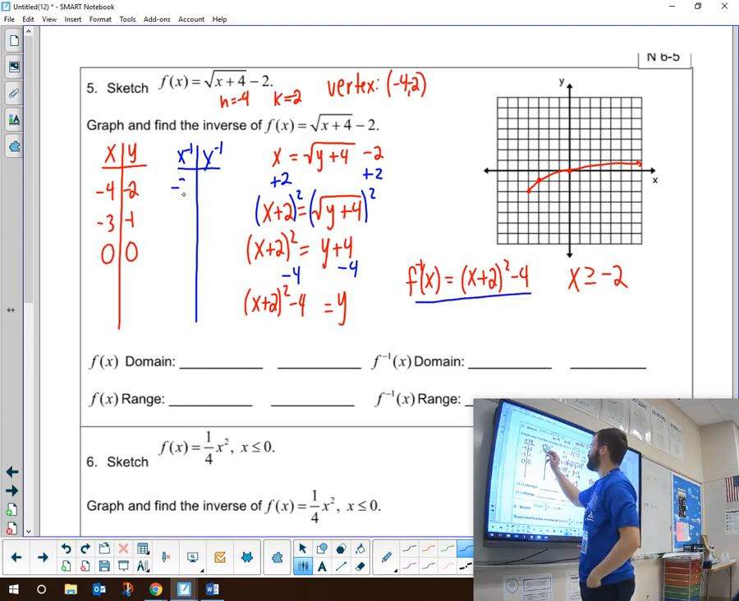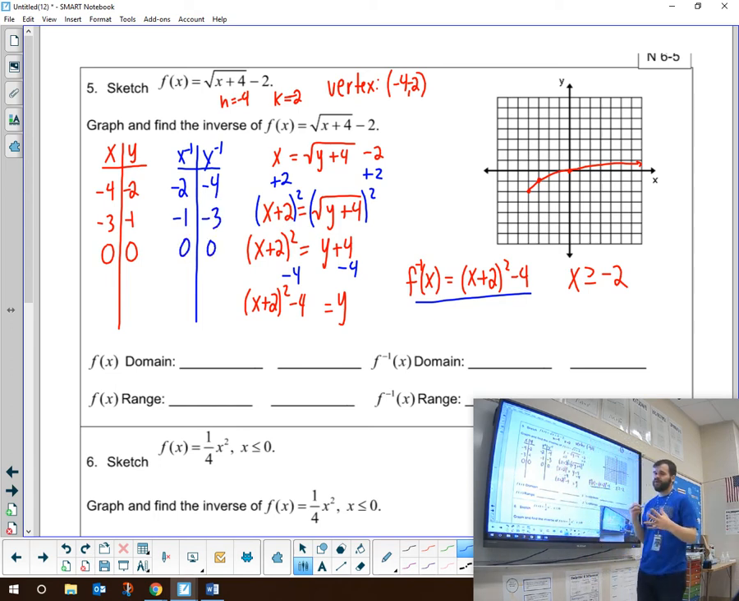We're going to have a point at (-2, -4), a point at (-1, -3), and a point at (0, 0). So I know all of that is true, and we can put those here. And it's going to look like this graph.